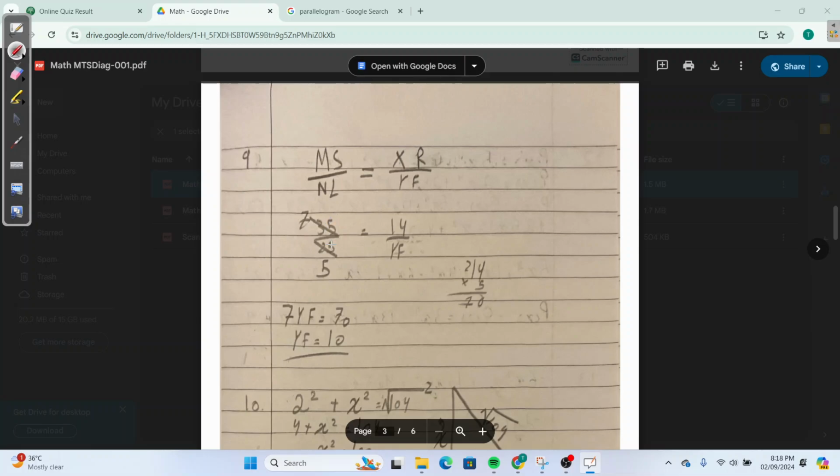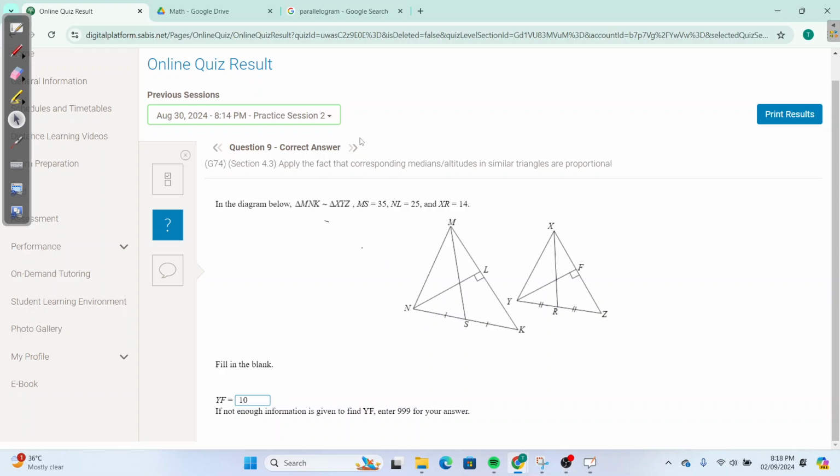You simplify 35 over 25, divide by 5 on both sides. 35 divided by 5 is 7, and 25 divided by 5 is 5. Now what you do here is you cross multiply. 7 times YF is equal to 5 times 14. 7 YF is equal to 70, because 14 times 5, I did the multiplication here. YF equals 10 because you divided by 7 on both sides. And 10 should be right. So let me just check after I resolve this. Yes, it is okay.